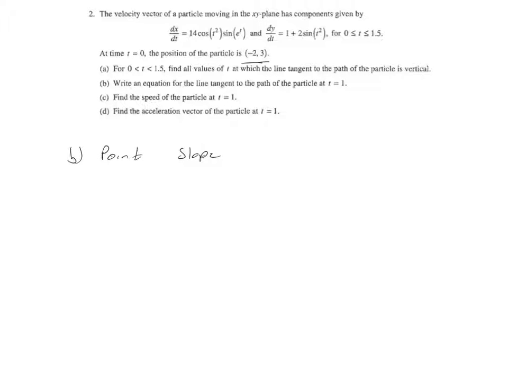C, find the speed of the particle at t equals 1. So what happens there for the speed, remember at t equals 1, that's going to be the magnitude of that velocity vector. So you're going to go through, identify what the velocity vector is at t equals 1, and then you can go from there.